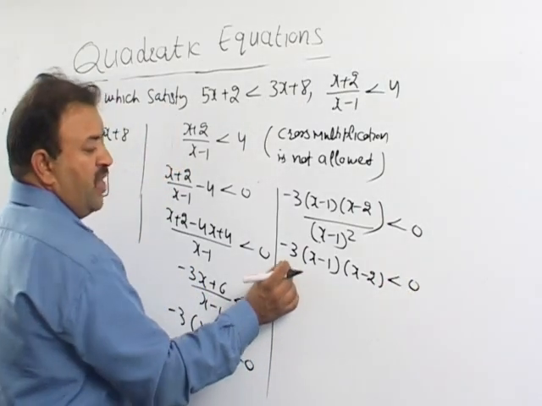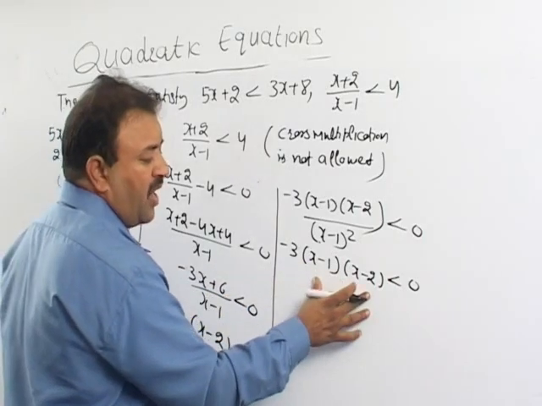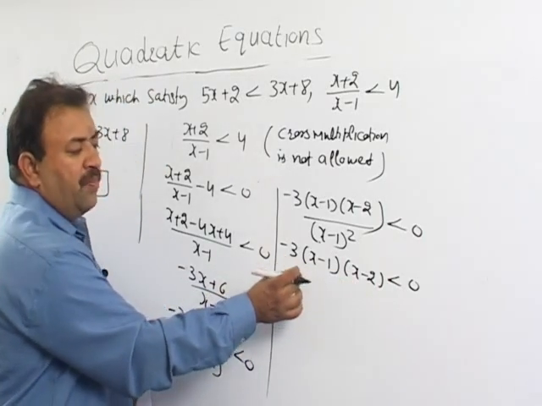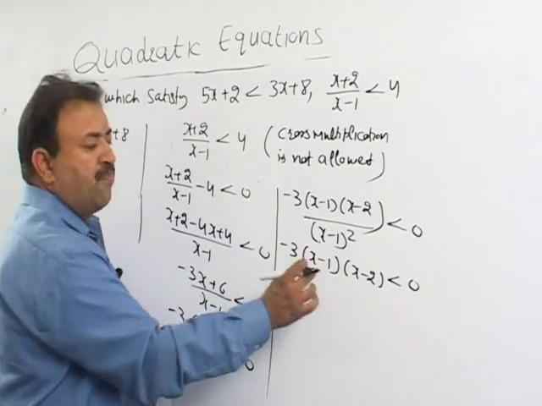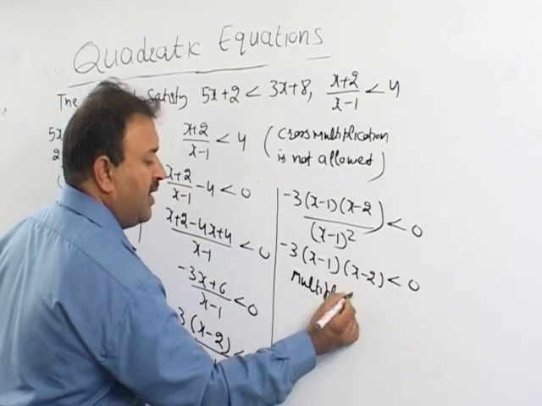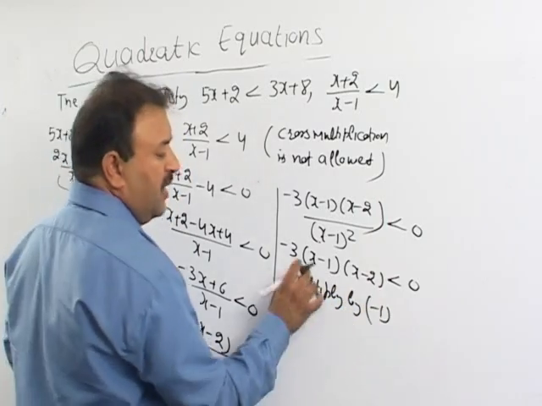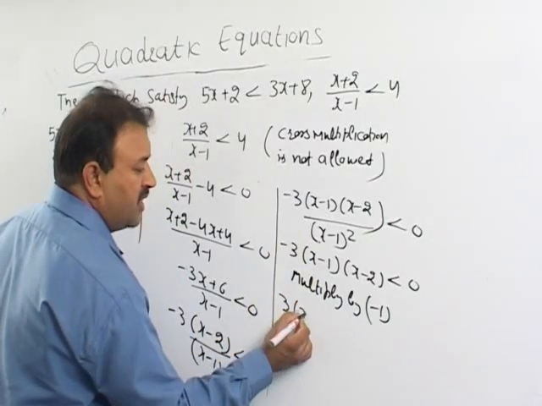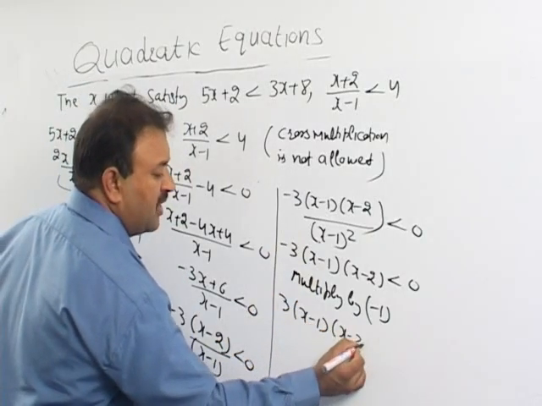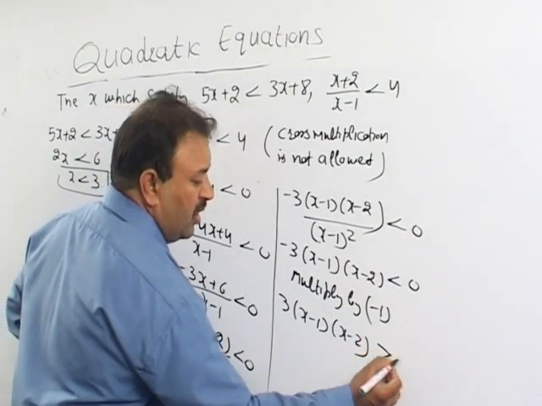Now we have to eliminate this negative sign, because before drawing a number line we always try to make the coefficient of the highest term positive. So multiply by minus 1. This sign will be positive, giving (x minus 1)(x minus 2), and the sign of the inequality will be reversed, so it will be greater than 0.